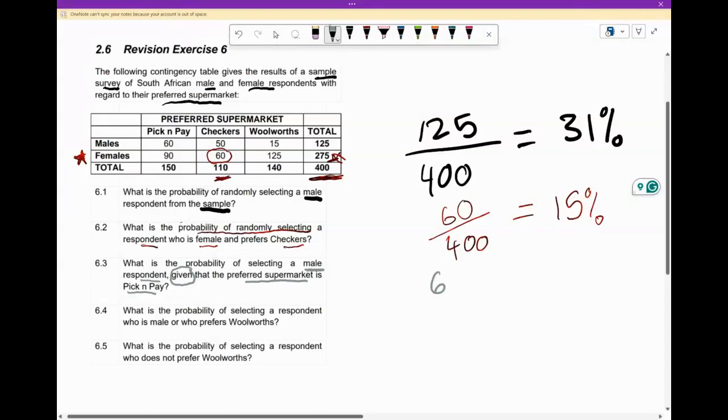So the gentlemen are saying 60 over 150. Why? Pick and Pay is the preferred supermarket. So you look at the total of Pick and Pay. Yes. And male 60. Do we agree? Yes. Everybody agree?